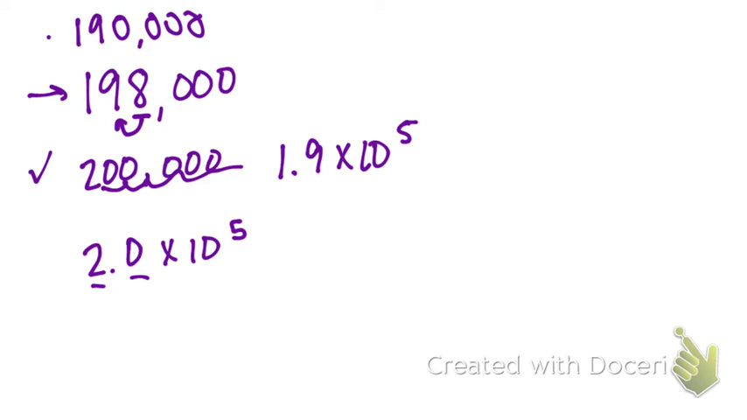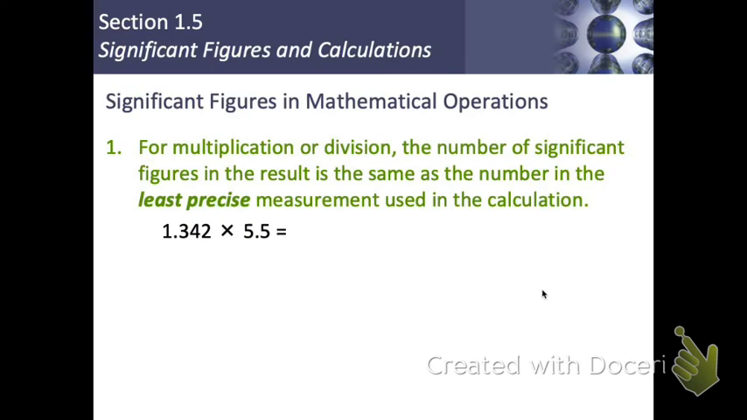Is it for multiplication and division? Maybe highlight that in your notes, because there are different rules for multiplication and division, and a different set of rules for addition and subtraction. They're very different rules, and sometimes it's easy to get them mixed up. So these are for multiplication and division. The number of significant figures in the result is the same as the least precise measurement in the calculation.